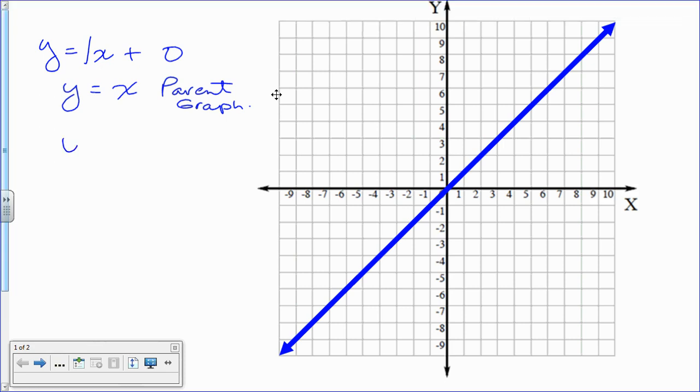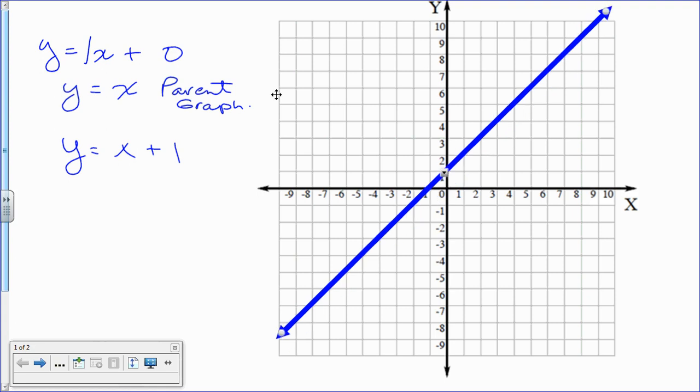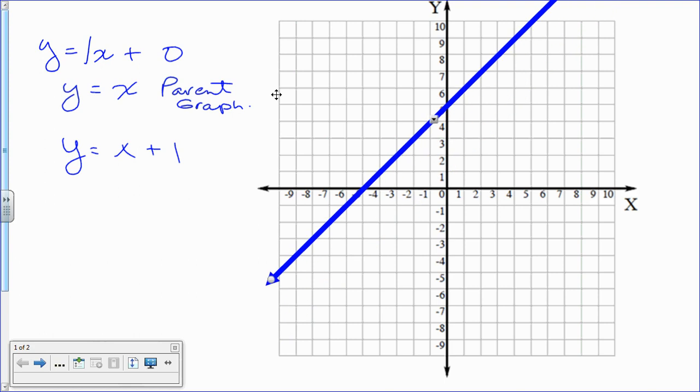What happens to the graph if I add a 1? What happens to this line? Yeah, it just shifts up, doesn't it? What happens if I add a 5? Shifts up. Notice the slope stays the same though, doesn't it? Has the pitch of the line changed?